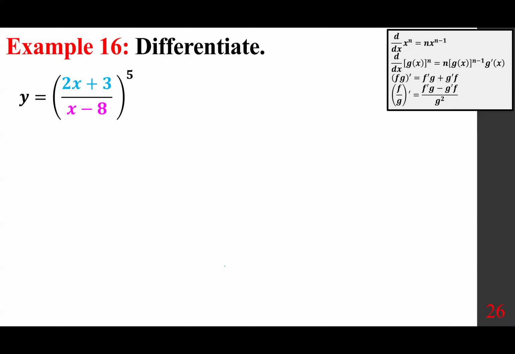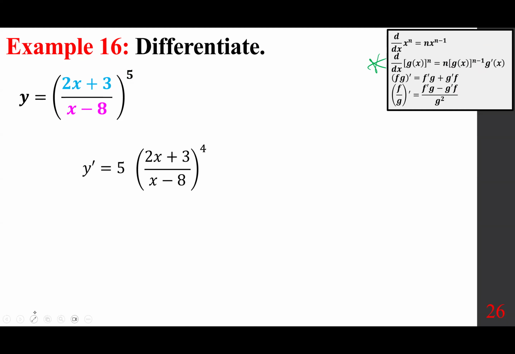What about 2x plus 3 over x minus 8, to the power of 5? First, we are going to use the extended power rule. n is 5. Then g of x to the power of n minus 1: the expression, whatever it is, to the power of 5 minus 1, namely 4. And now g prime, the derivative of the inside, requires the quotient rule.